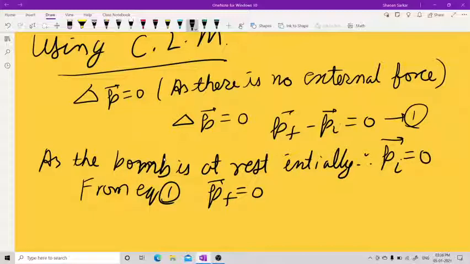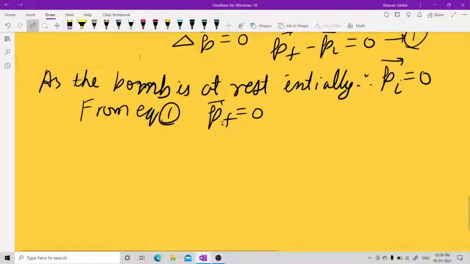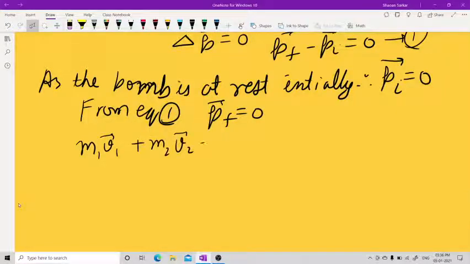So this expression has been properly written down here. Why is delta P 0? The reason has been written out here. Now you have to see P_f is 0. So P_f is m1 v1 vector plus m2 v2 vector plus m3 v3 vector.